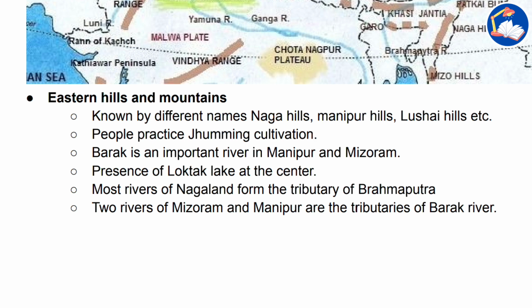So it's another type of mountain or hilly region that we need to discuss, that is the eastern hills and mountains. I'll choose red itself. It is known by different names such as Naga Hills, Manipur Hills or Lushai Hills. They also practice shifting cultivation or jhum cultivation.